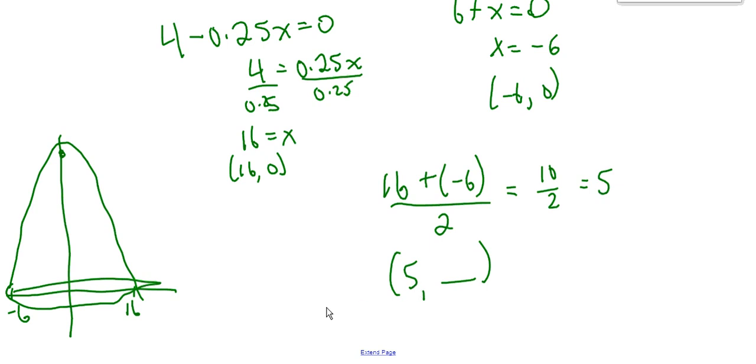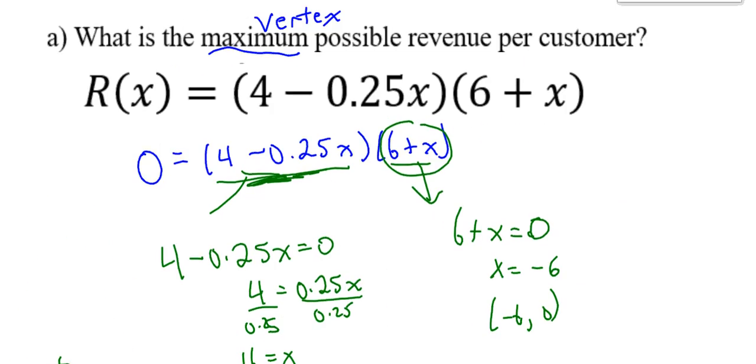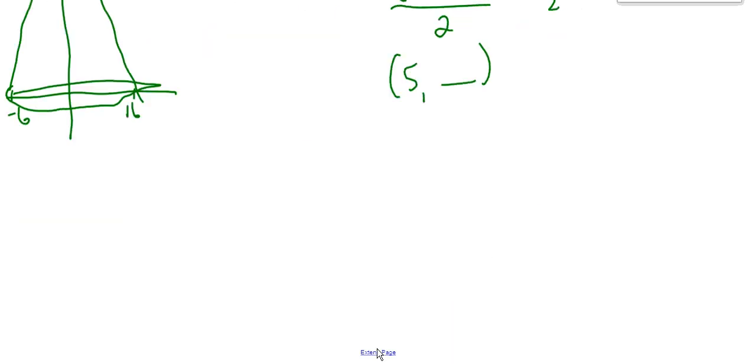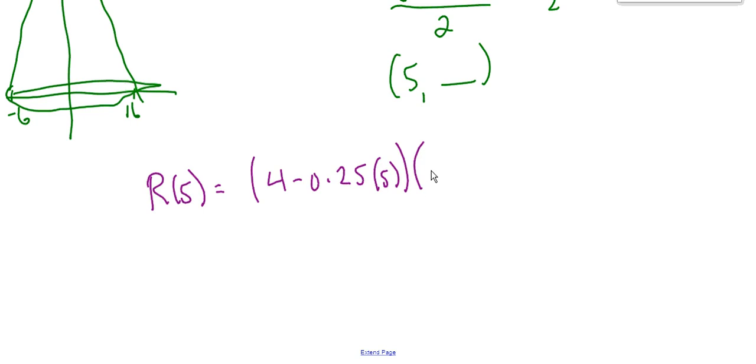And now that I know that the vertex exists when x equals 5, I can now go back to the original equation and sub 5 in and calculate what the revenue is. So let's go ahead and do that. So we have the revenue at 5 price changes is 4 minus 0.25x, but of course now we want to use a particular x value, 5, so I'm going to do that substitution. And the second bracket is 6 plus x, but as well, we now know that x is 5.